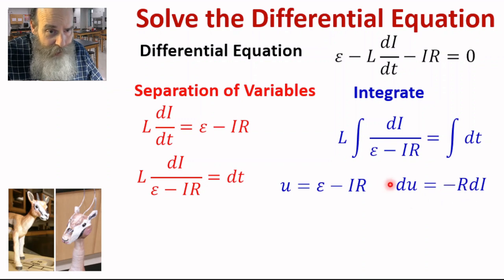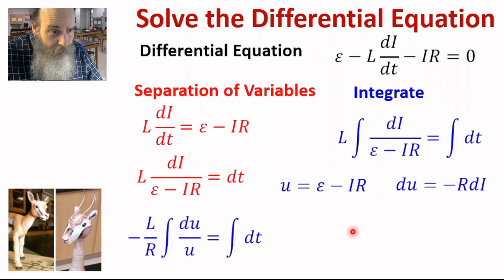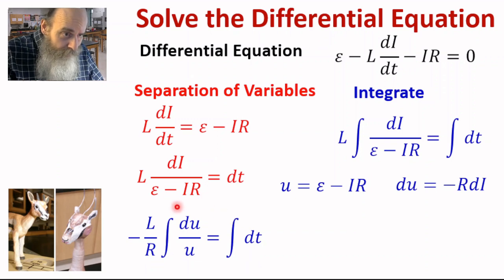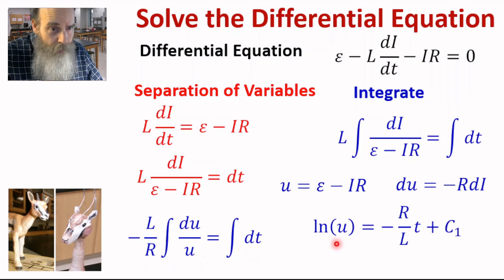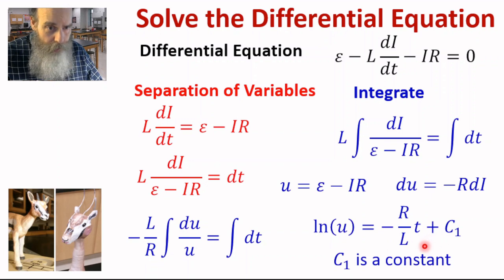So let's put this du into here and put the u into here, and this is what we get. So di is du over negative R. We have the L, which we had before, and then E minus IR is just u. So we have this for the left side, and that equals integral of dt. Well, this integral is easy to solve now. It's just ln u. So we get this. ln u equals negative R over L t plus C1, where C1 is a constant.